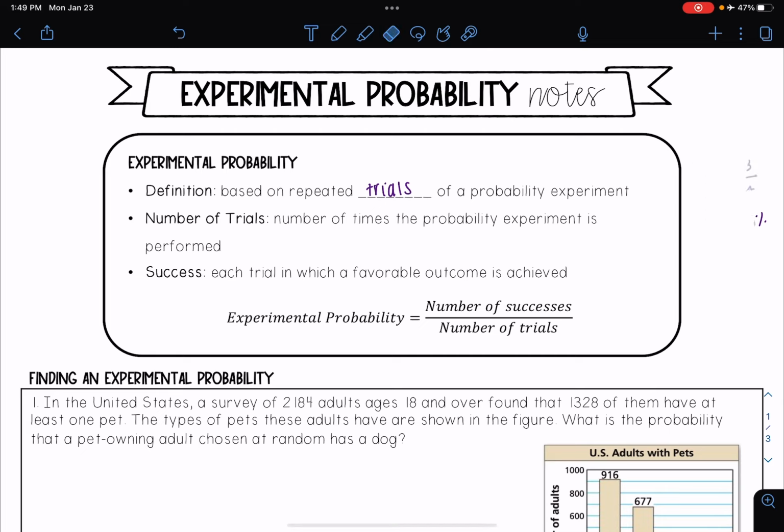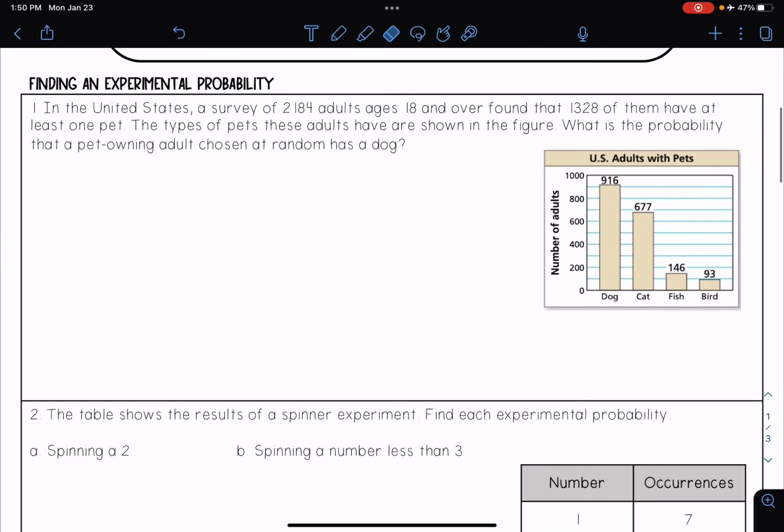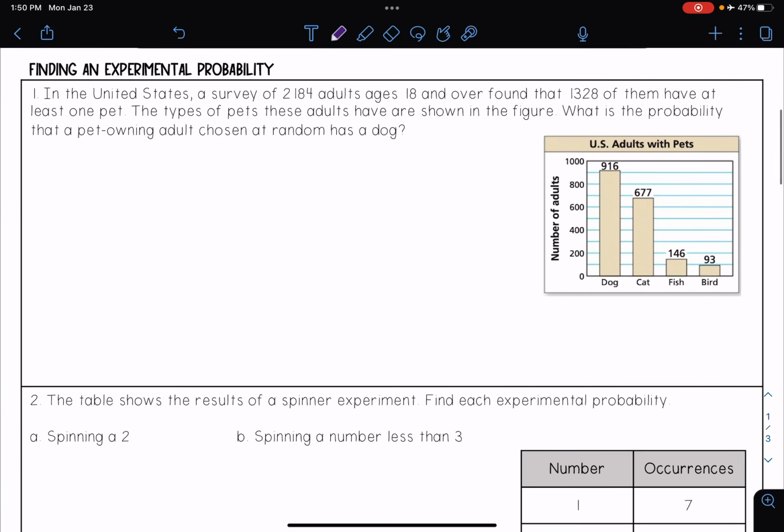So let's go through some examples. In these first two, we're just going to be looking at finding an experimental probability. So number 1 says, in the United States, a survey of 2,184 adults ages 18 and over found that 1,328 of them have at least one pet. The types of pets these adults have are shown in the figure. What is the probability that a pet-owning adult chosen at random has a dog?